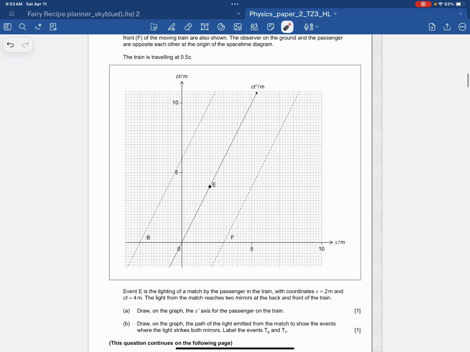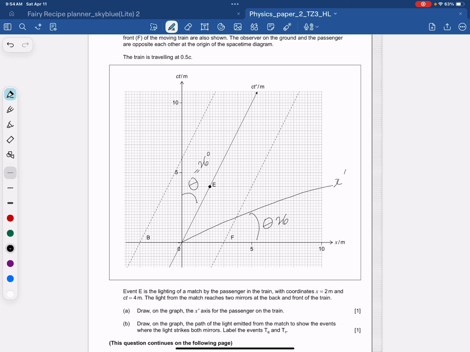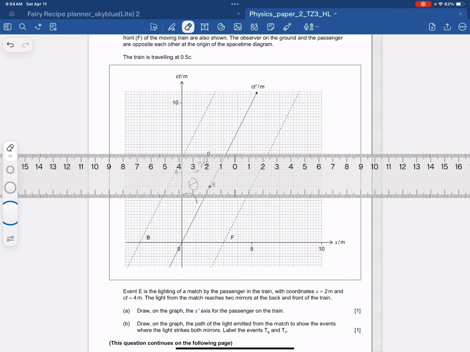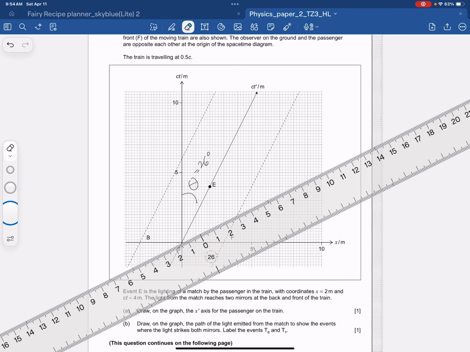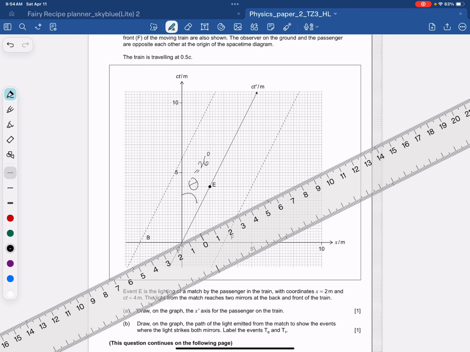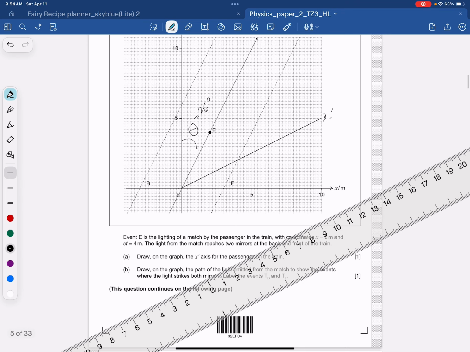Alright, so the first question is asking for the CT primed axis, and the CT primed axis is going to look something like this. The angle theta between the CT axis and the CT primed axis, and between the x primed axis and the x axis, is going to be the same. I got my protractor and measured that this was about 26 degrees. Keeping that in mind, I'm going to use my ruler and rotate it 26 degrees. Okay, that's my x primed axis. So that's the first question done.